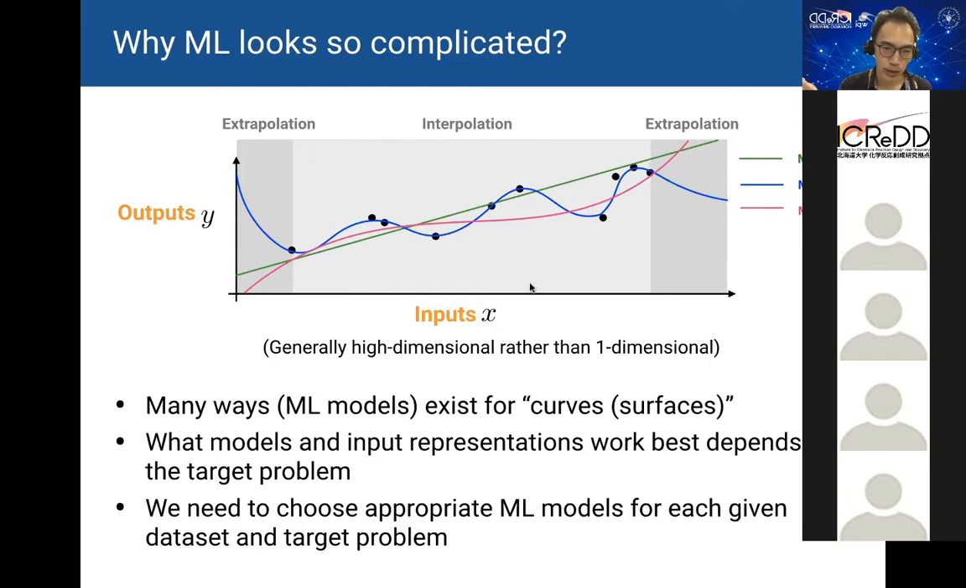So the only data we have is this black point. So we don't know actually which is better using our very limited data. So we need to investigate the performance in more detail. Anyway, we need to choose appropriate machine learning models for each given data set and even for each given target problem. So this is the most important thing I want to explain today.